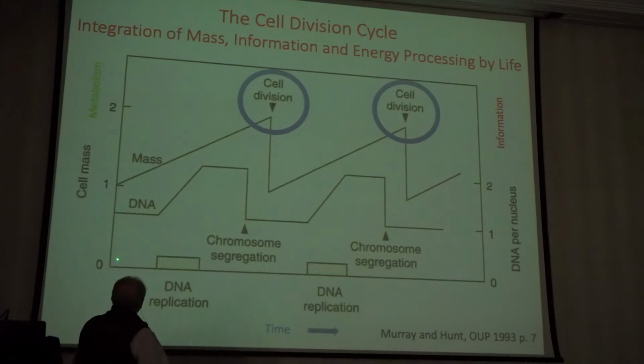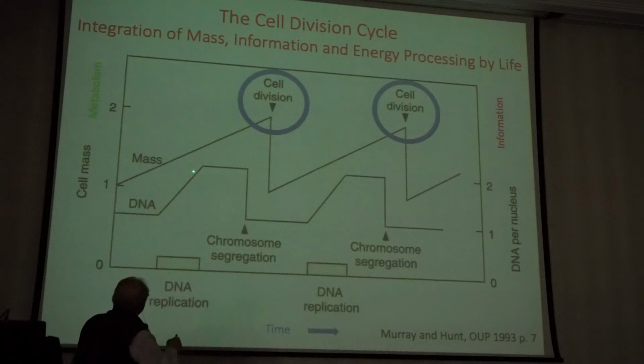Here, on the left axis, you have the cell mass. On the right axis, you have the amount of DNA in the nucleus. Notice that the units here are 1, 2. The units here are a little bigger. So what happens is that the system begins to work. A living system begins to metabolize and make mass. It increases its mass. It will reach a point where the mass is 2, and at that point the system will actually replicate.